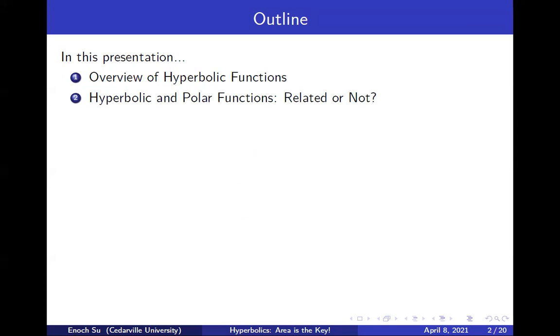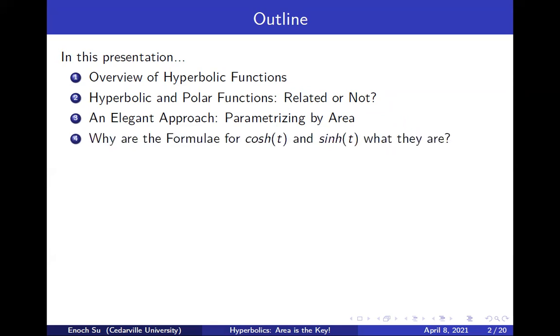But before we do that, it's helpful to look at polar trig functions, such as sine and cosine, and see the relationship between polar and hyperbolic trig. And only then can we actually parameterize by area, first with the polar trig, to show why that works. And if that does work, which it does, we will be able to go into hyperbolic trig and do the exact same thing.